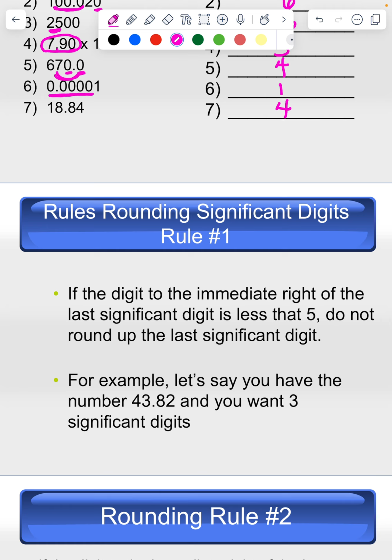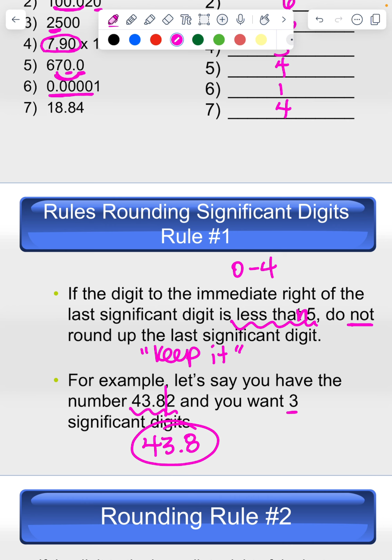All right, so if the digit to the right of the last sig fig is less than 5, so that's a 0 through 4, do not round up. We keep it the same. All right, so say you have this measurement and you want 3 sig figs. So you would cut it off after that 3rd sig fig, then look to the right. It's a 2, which is less than 5, so we keep it the same. So we would have 43.8 as our answer for that.